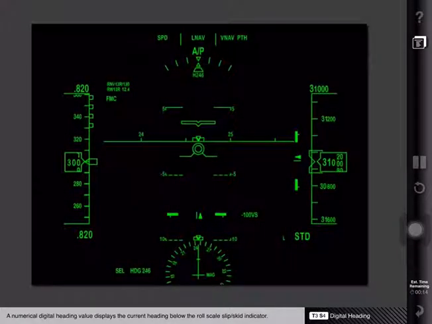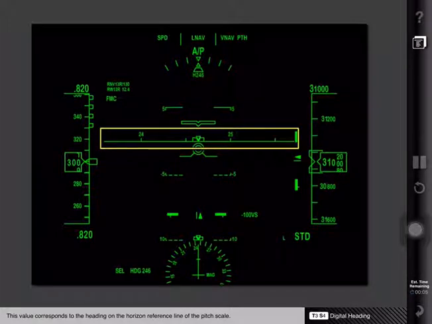A numerical digital heading value displays the current heading below the roll scale slip-skid indicator. This value corresponds to the heading on the horizon reference line of the pitch scale.